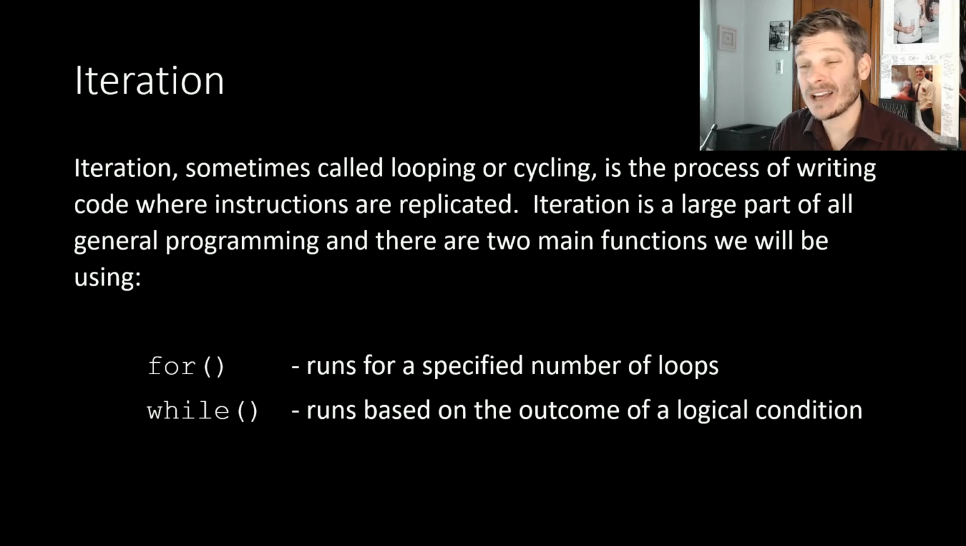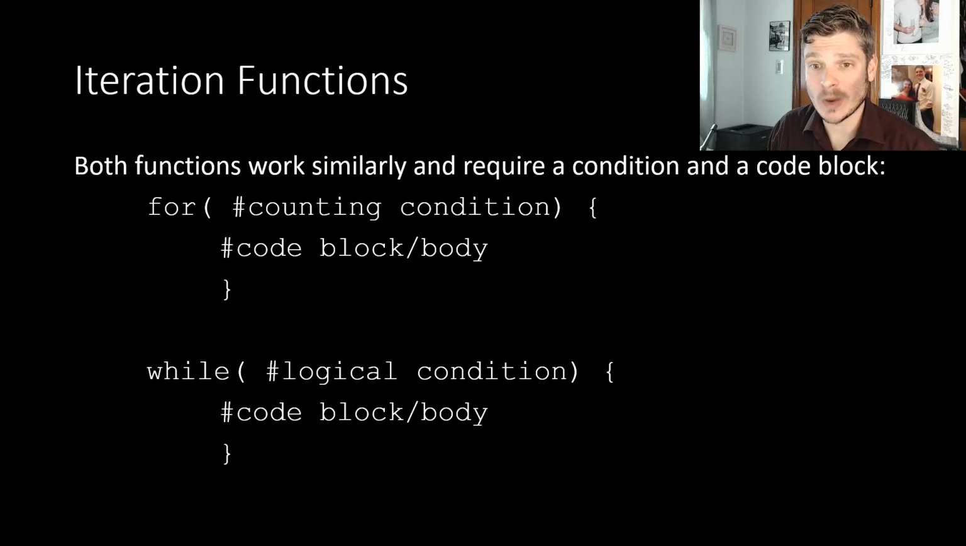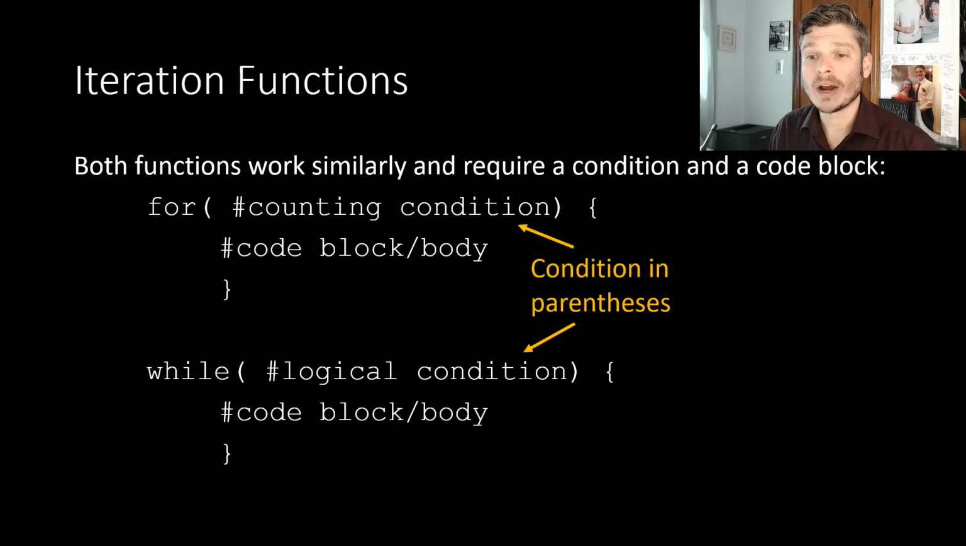We're going to focus mostly on the for statement for this particular class, but the while statement does have its uses as well. Both functions work in a similar manner. They both require some sort of condition and then some sort of code block or body of code for us to run. You should see some similarities to our if statement, where we need to have our condition in our parentheses, and that's how our for statement starts. We need some sort of condition. Now, for is going to have a counting condition. It's going to tell me how many times I need to do a particular task, and then the while statement would have a logical condition involved in it as well.